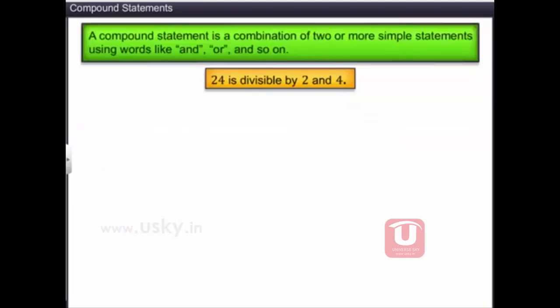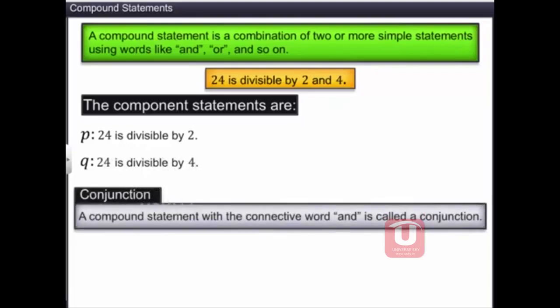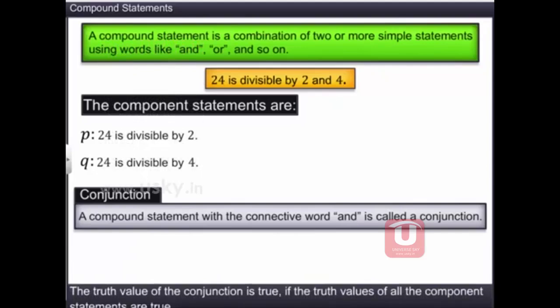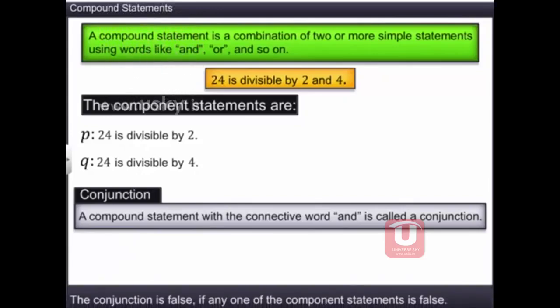The component statements of the given statement are 24 is divisible by 2, and 24 is divisible by 4. The connective word is and. A compound statement with the connective word and is called a conjunction. The truth value of a conjunction statement depends on the truth values of its component statements. The truth value of the conjunction is true if the truth values of all the component statements are true. The conjunction is false if any one of the component statements is false.